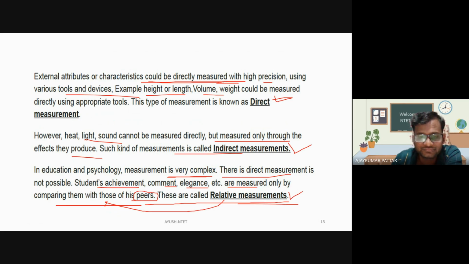Knowledge we can't measure directly. It is difficult to directly measure whether he is a ranker or not. We should compare with other students in the classroom, how many get this percentage of marks, and then we will compare. This many students get these marks, this student gets this. Then we compare and give the measurement as he is first, he is second. If a single person is there and he gets 100 marks, can you tell that he is good? 100 marks.